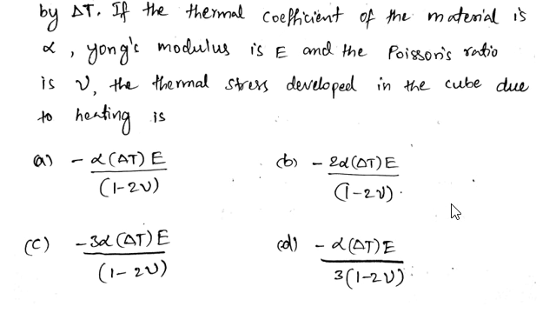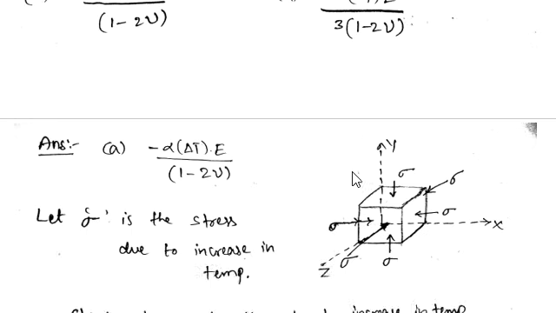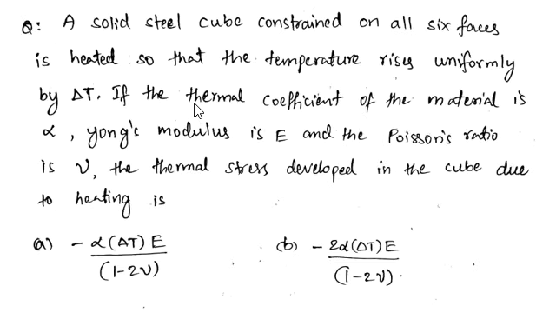Let us write the expression in terms of alpha, delta T and E with the given information. And here the correct option is option A, that is minus alpha into delta T into E by 1 minus 2 nu, where nu is Poisson's ratio. So here a solid steel cube is given, and it is constrained at all 6 faces, and there is a rise of temperature of delta T.